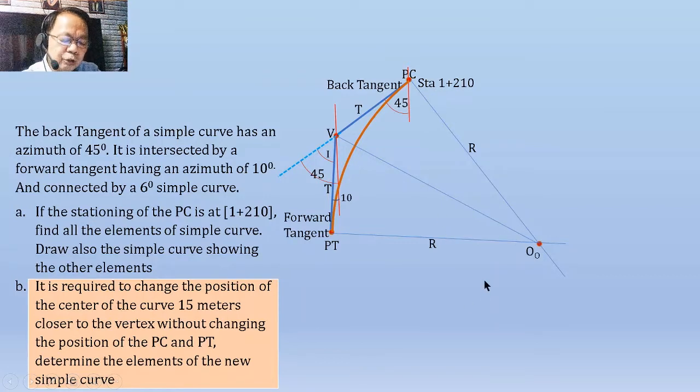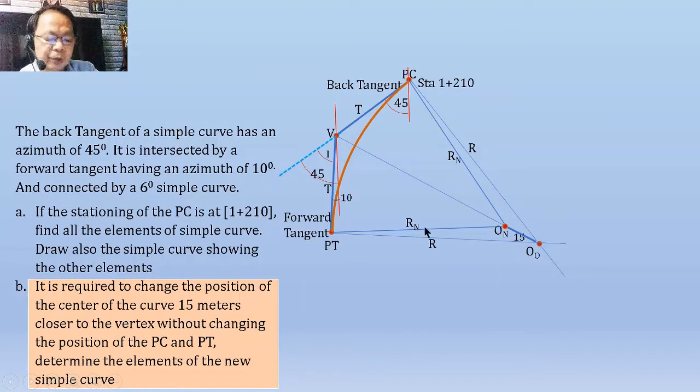So ipakita natin yung mangyayari. Yun yung ating vertex, iginalaw natin. So if this will be 15 meters, okay, we will be finding the elements of the new curve with the condition that the position of the PC and the PT will remain unchanged. Sa makatwid, kung ito hindi mababago, therefore, makikita natin na yung ating radius of the curvature will be at the line that will be joining the new center and the PC, and the new center and that of the PT. This will be our new radius.